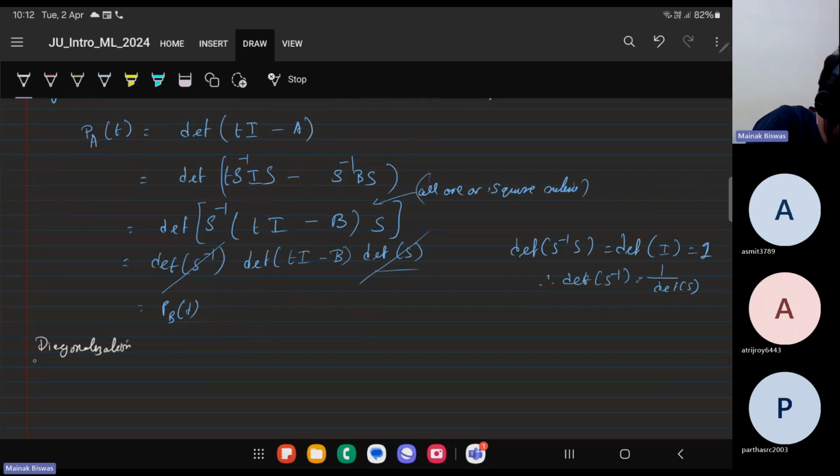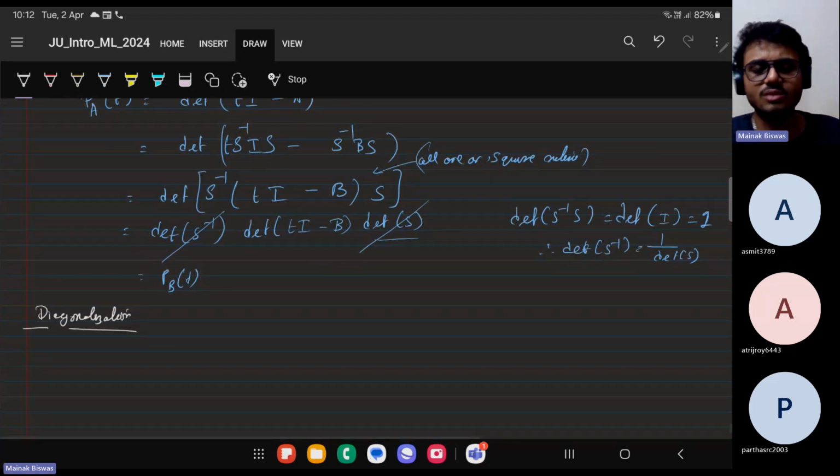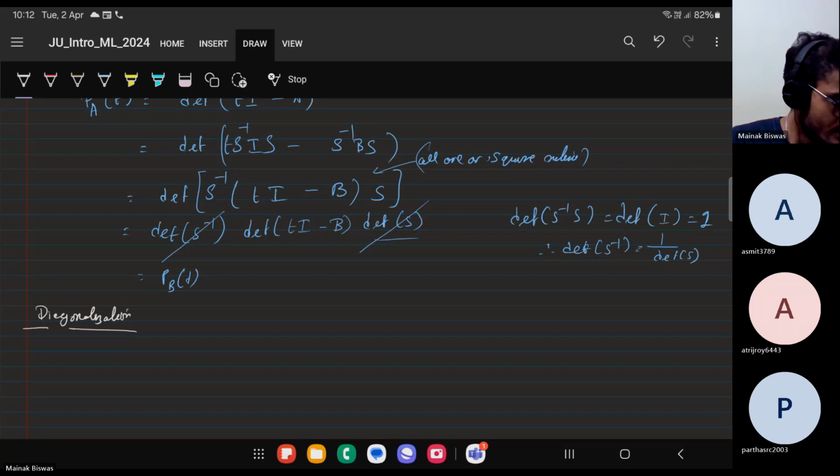So that's what is used in diagonalization. We'll see what diagonalization is now. We'll see a couple more things, and I will not burden you with SVD today. There are two interesting things we'll be doing next day. So let us see what diagonalization is.